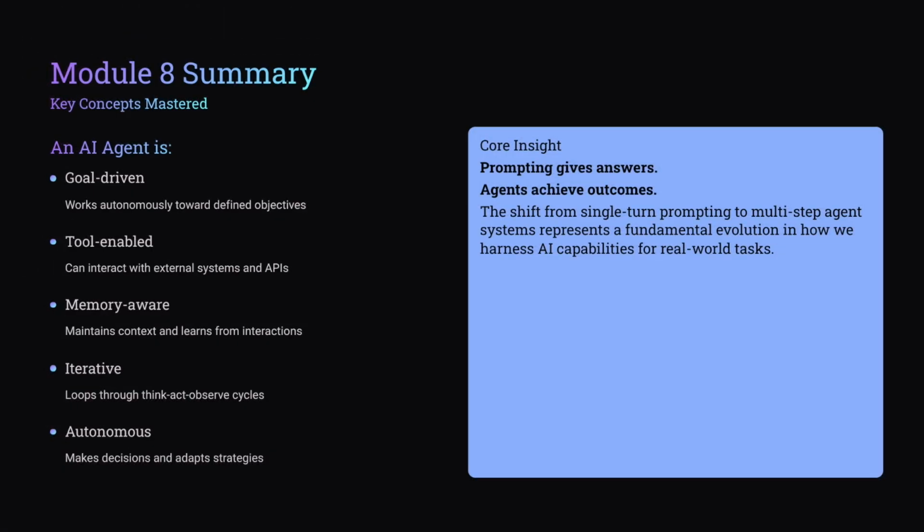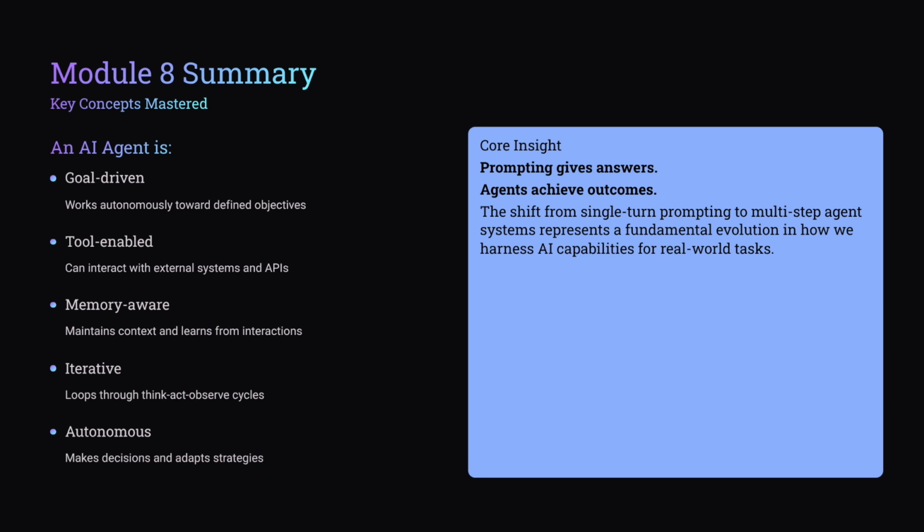Let's lock this in. If you remember only one thing from this module, remember this. Prompting gives answers. Agents achieve outcomes. An AI agent is goal-driven. It uses tools, it remembers context, it works in a loop, and it keeps iterating until the objective is complete. That's the shift. From single responses to structured execution, from chat interaction to system design.